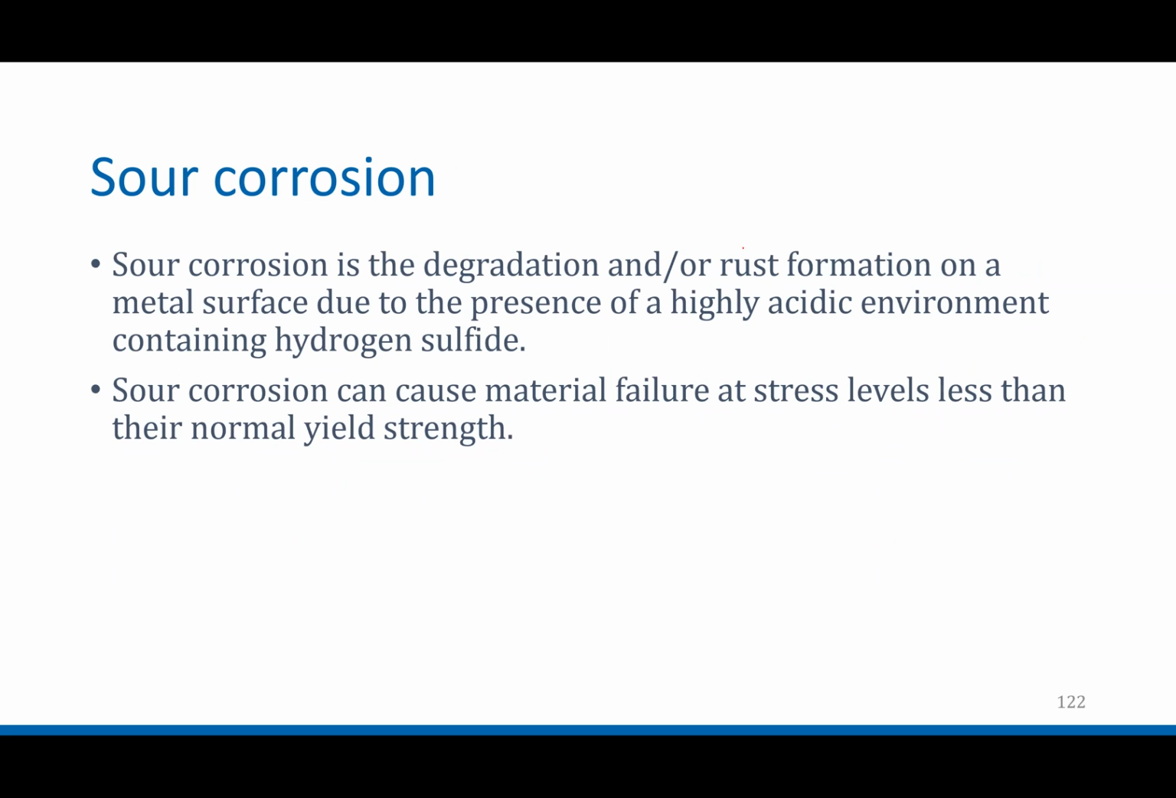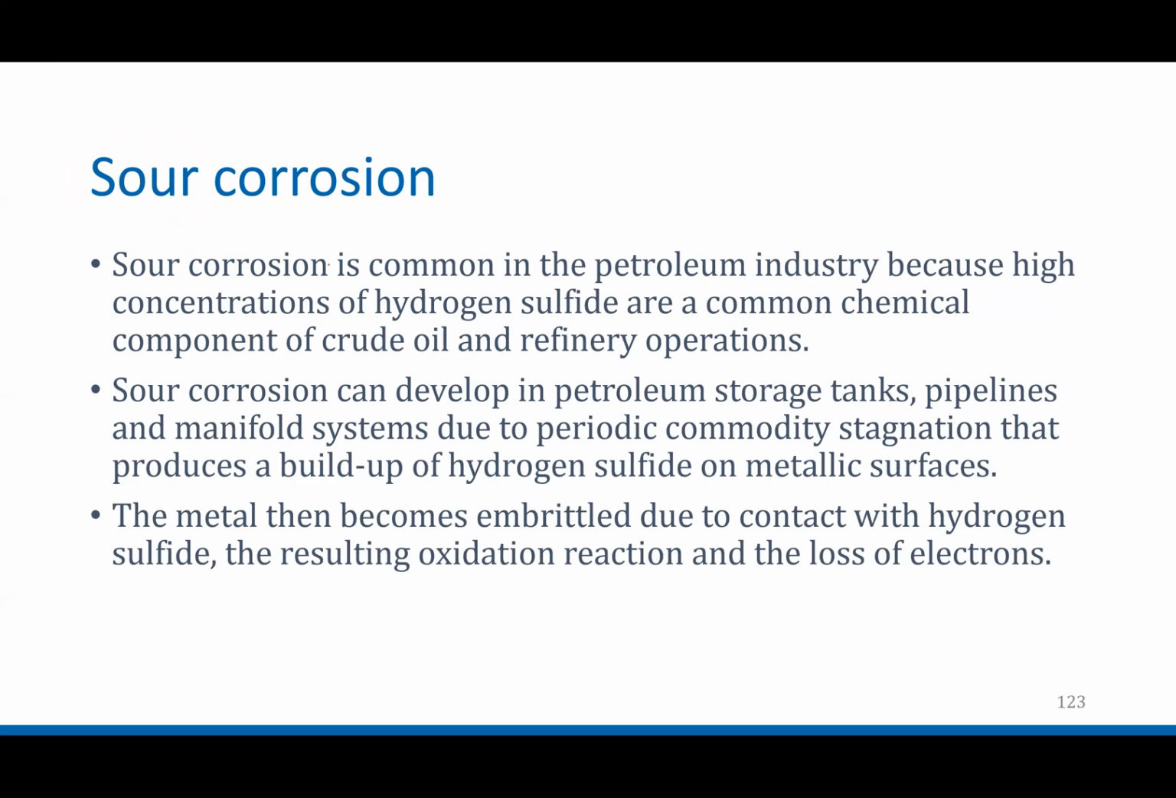The first is sour corrosion. Sour corrosion is the degradation or breaking down, like rust formation, of a metal surface due to the presence of a highly acidic environment, and that's where the word sour comes from, containing hydrogen sulfide. Sour corrosion can cause metals to fail at stress levels higher than normal. So sour corrosion is the breakdown of metal in highly acidic environments, typically containing hydrogen sulfide.